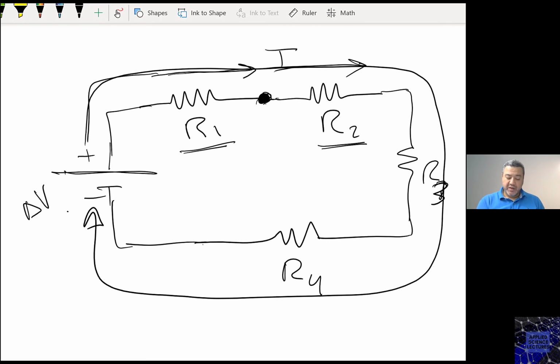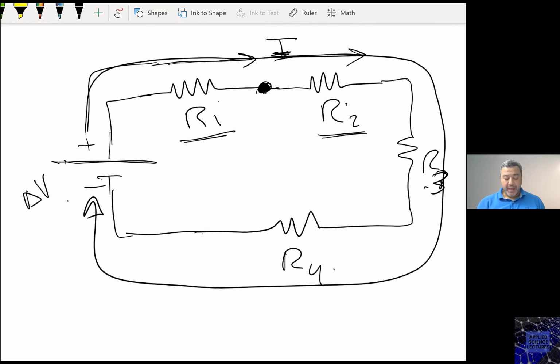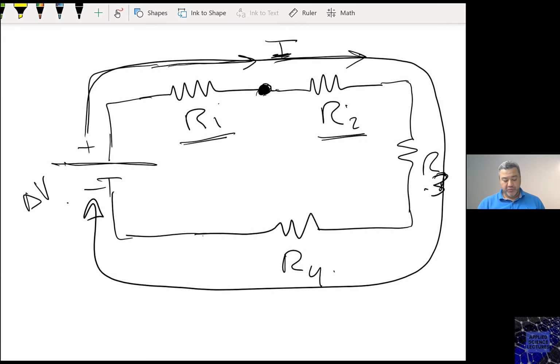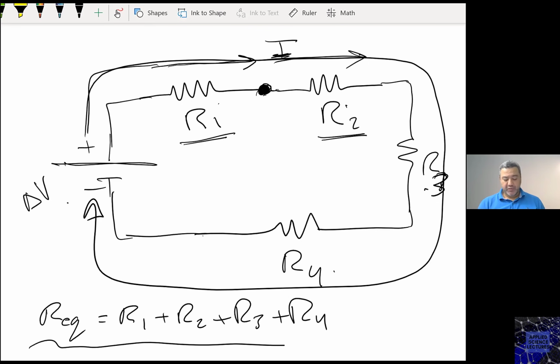So as you can see here, my current I, which is the same current going into R1, R2, R3, and R4. That's why I call those four resistors connected in series. And the equivalent resistance for those four resistors would be R equivalent equals R1 plus R2 plus R3 plus R4. The summation of all those resistances, because they are connected in series.